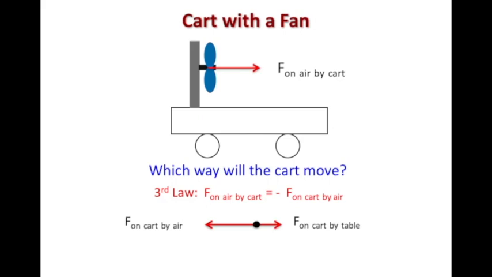And yeah, maybe we put in friction. So this is F on cart by the table. If the cart's rolling now to the left, maybe friction holds it this way. But as long as the force from the cart on the air is greater than the force on the cart by the table, then it will still move to the left.